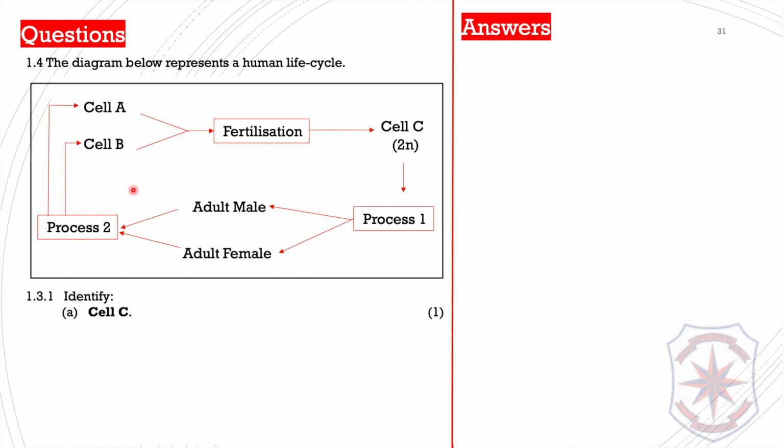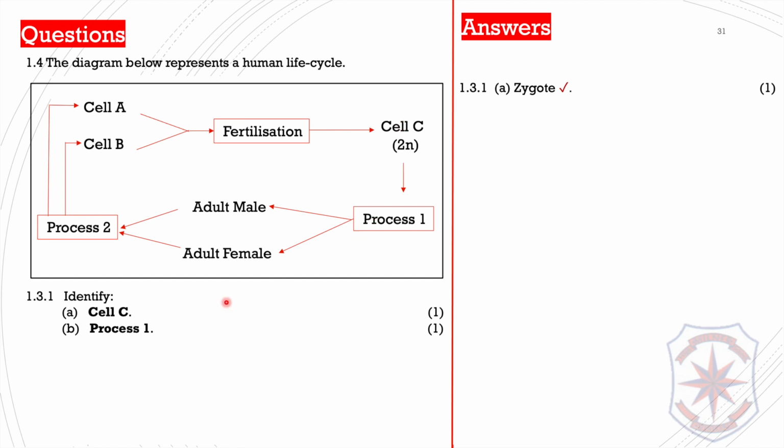Identify cell C. A cell C is the product of fertilization, and they say cell C, meaning it is only one cell. So cell A and B, our gametes, are going to fertilize to form a zygote. Okay, let's check if that's the correct answer. There it is.